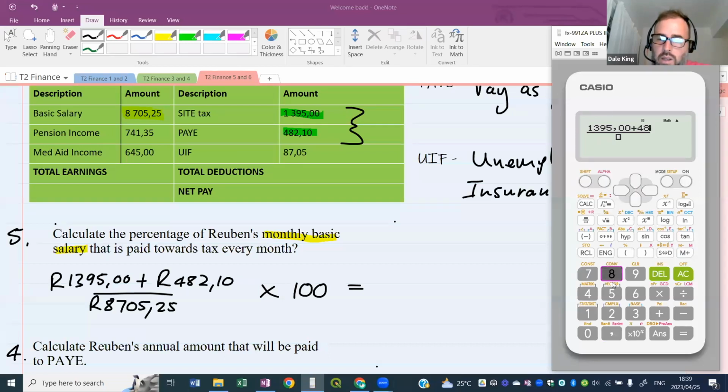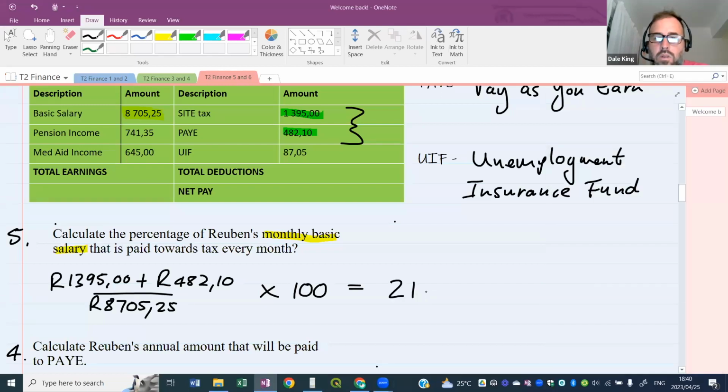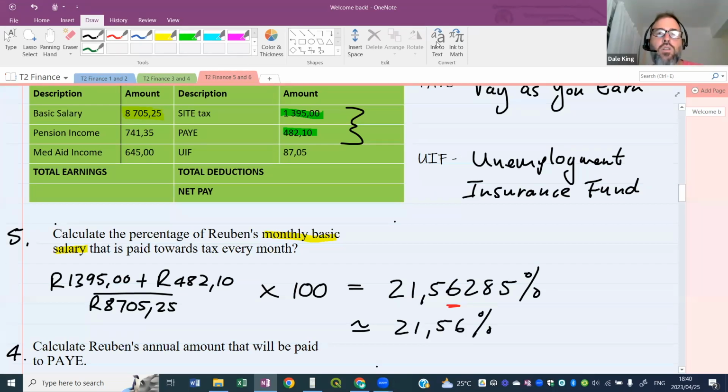So we've got 482 and 10 cents, and then underneath we need his basic salary. Then I multiply this by 100. There we go. We get 21.56285. Let me write this out: 21.56285%. I need to round this off to 2 decimal places. I look at the 6 and ask, will the 2 next to the 6 change it? No, it won't. So the answer, with my little squiggly equal sign, is approximately 21.56%. Any questions about this?